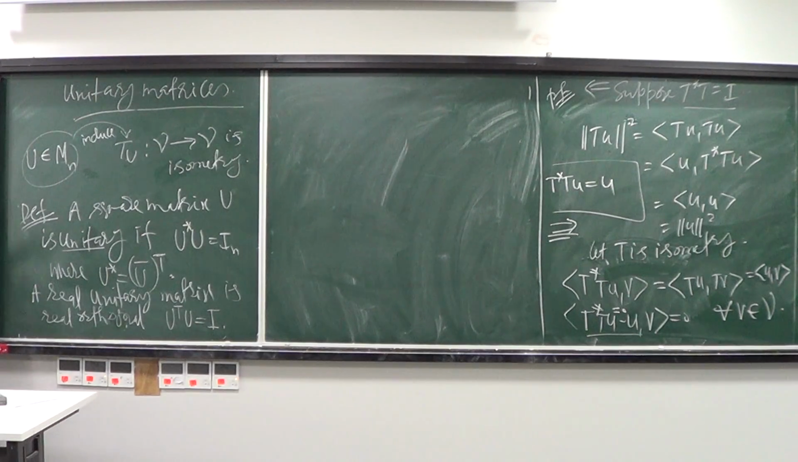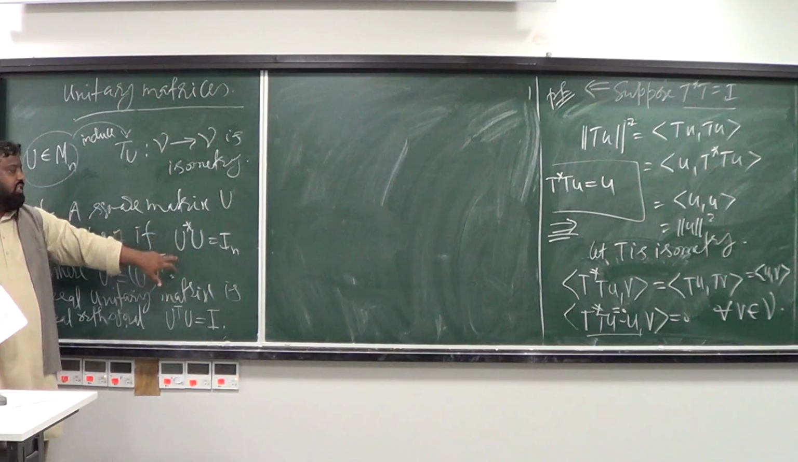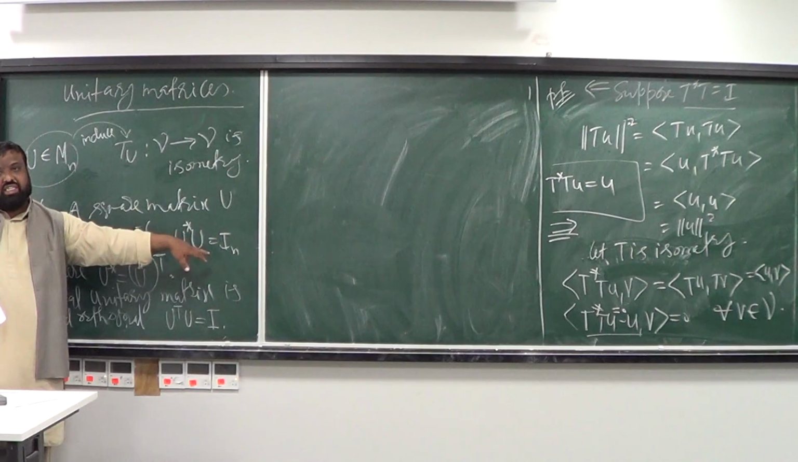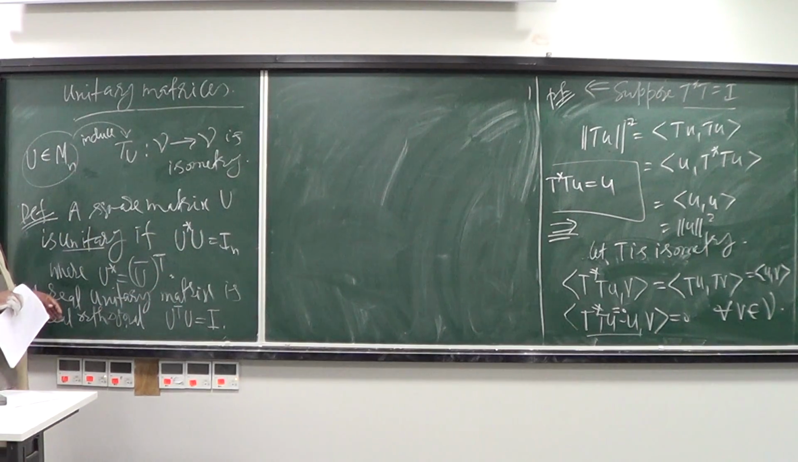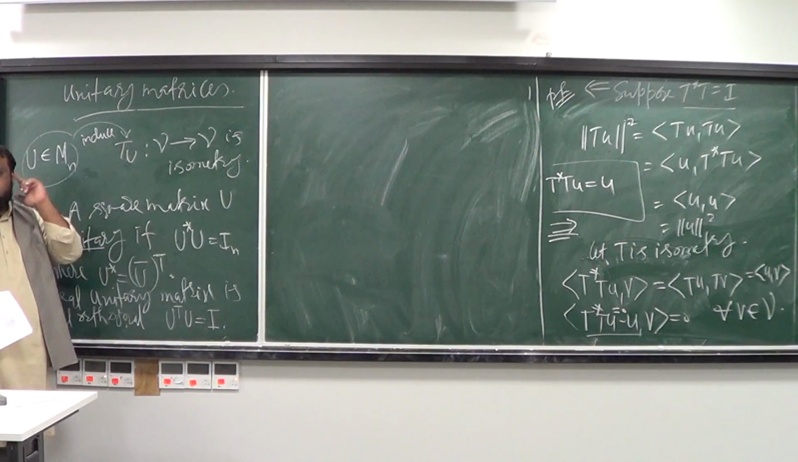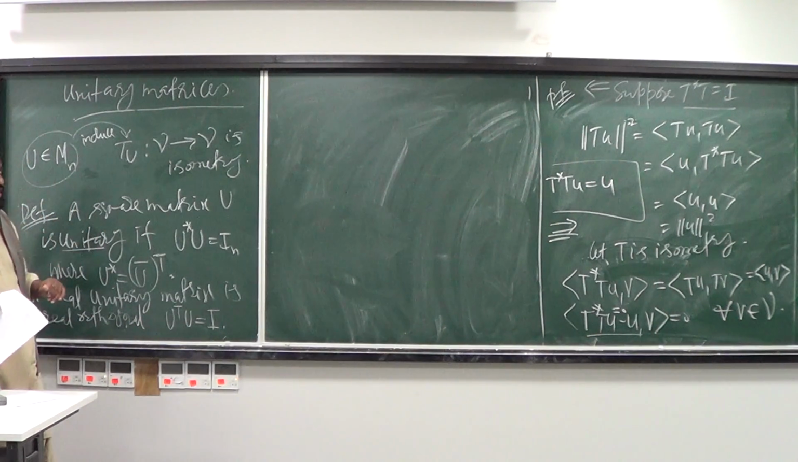So if you have a complex matrix, then a unitary matrix is a matrix for which the conjugate transpose, U star U, is identity. And if you are talking about real matrices, then unitary matrices are basically orthogonal matrices. They are the orthogonal matrices.